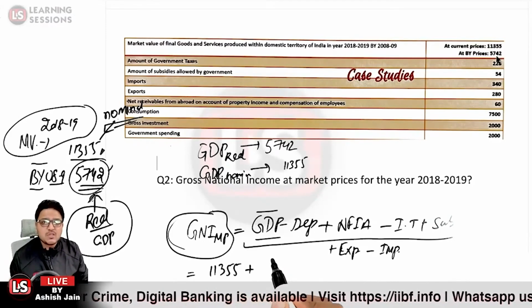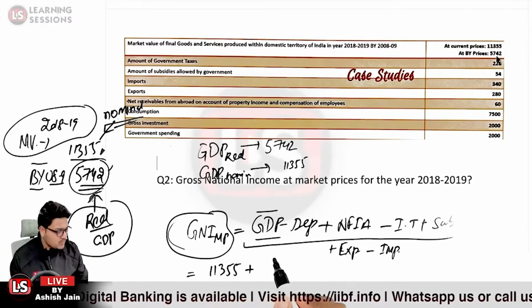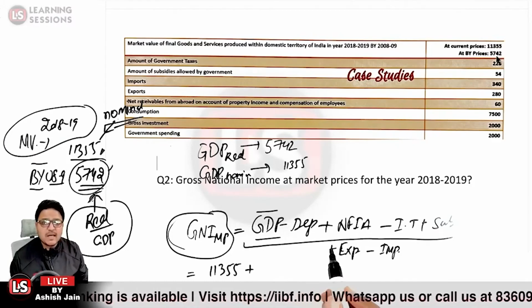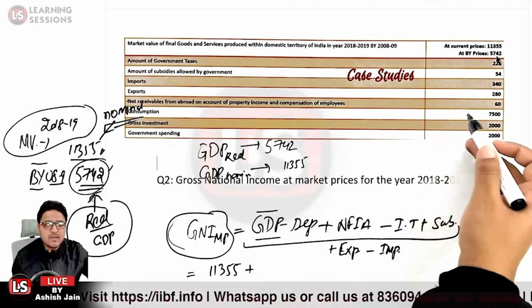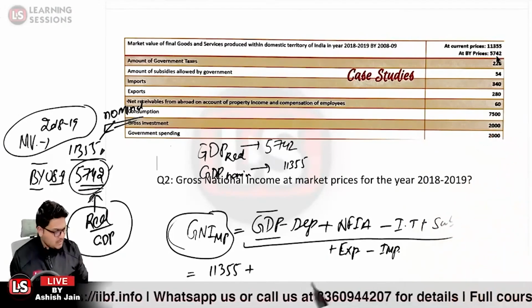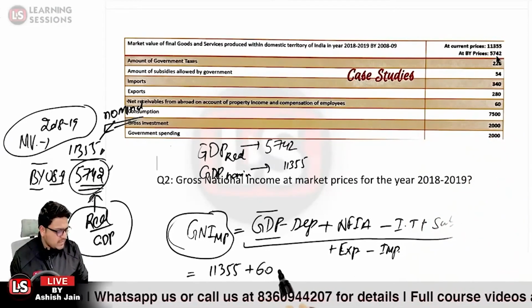Is there any depreciation amount provided over there? So that is not to be considered. The another factor is net receivables. Net receivables are given to be 60, and that will be added up.